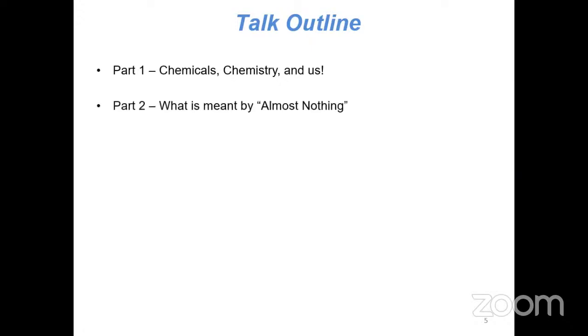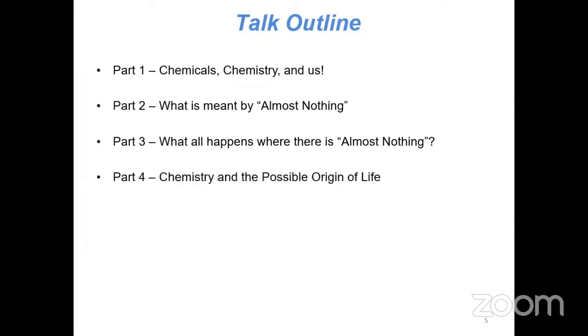In this talk, what is it going to be about? The title is Chemistry where there is almost nothing. I'll introduce you to what chemicals and chemistry are, and what is us. You'll see what it means very soon. Then I'll explain what I meant by almost nothing. Then I'll give an outline of what happens when there is nothing, followed by an introduction to chemistry and the possible origin of life. And at the end, since you have had lunch and are struggling to stay awake, I will also give you the take-home messages from this talk.